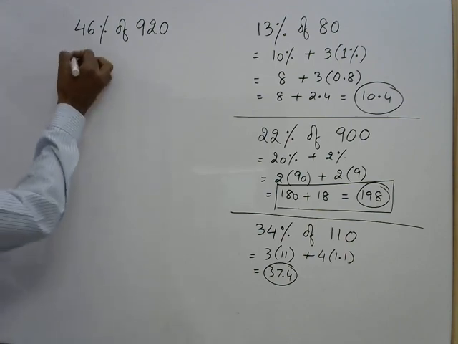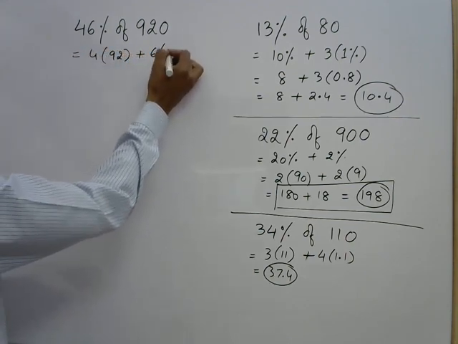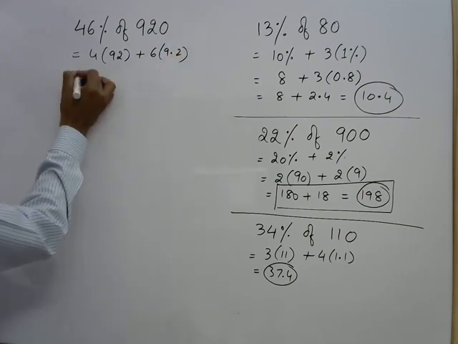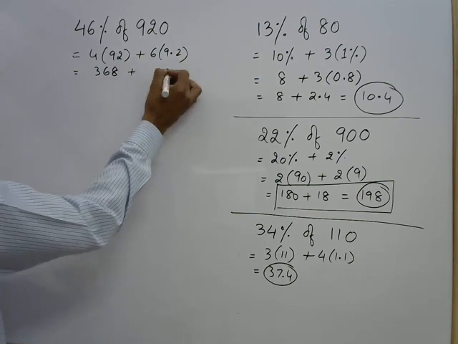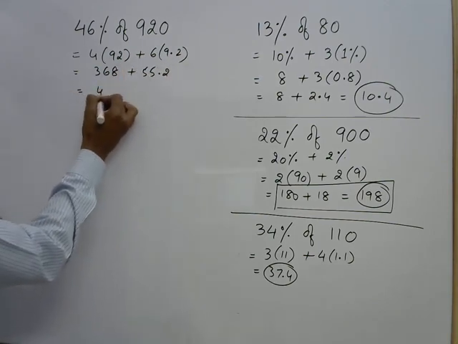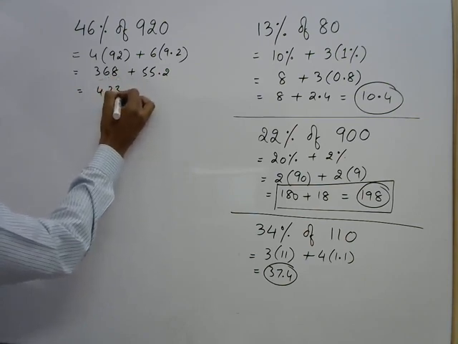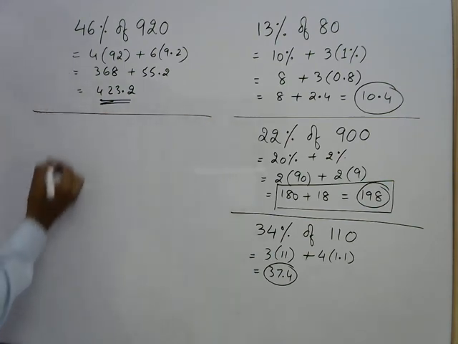Let's check this one. So 4 into 10%, 10% is 92, and 6 into 1%, 1% is 9.2. So you get 368 there, and 55.2 here. So 423.2. That is the correct answer which most of you have got. So congratulations for that, getting that right. And let's have some higher percentages.